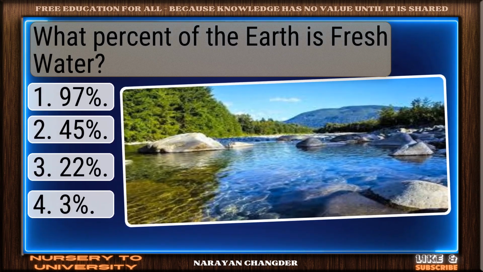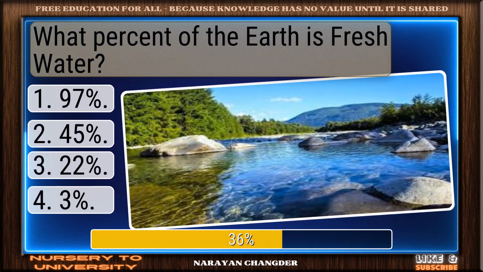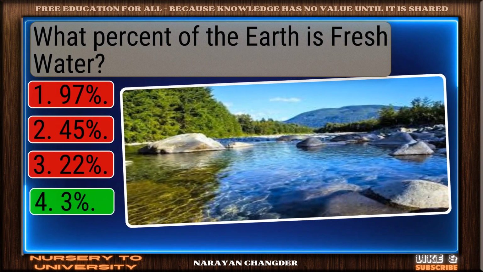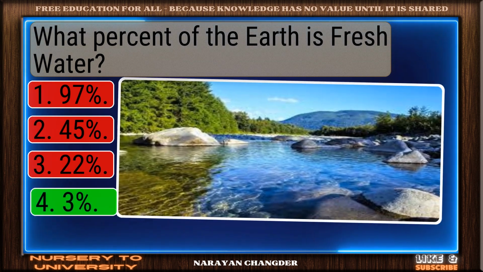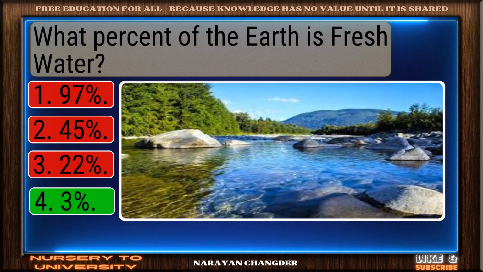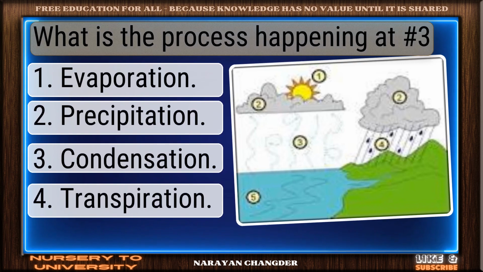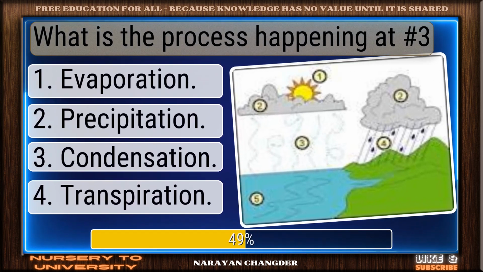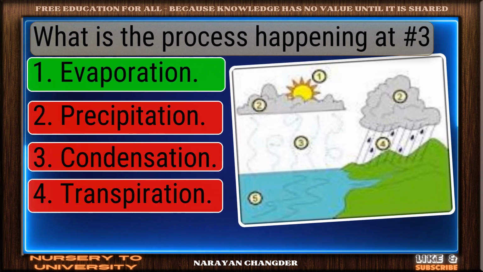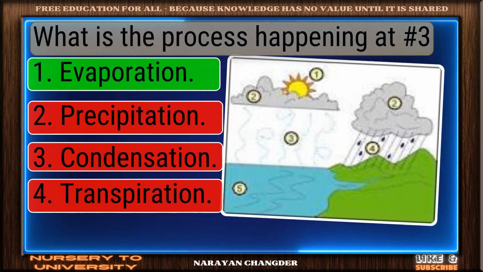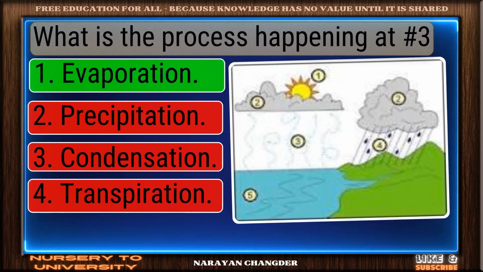What % of the Earth is fresh water? Well picked. 3% is the correct answer. What is the process happening at 3? Great job! Evaporation is the accurate answer.